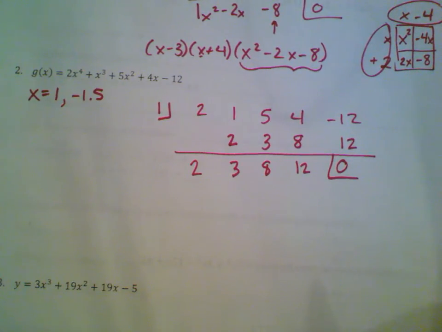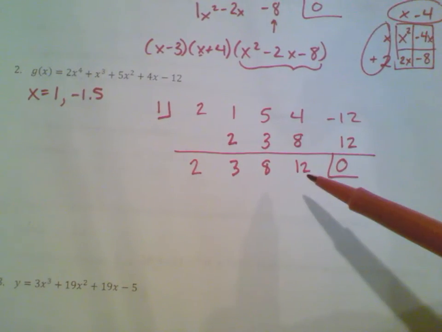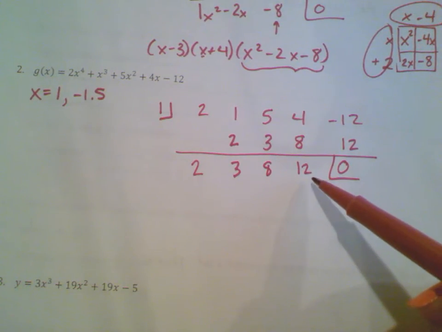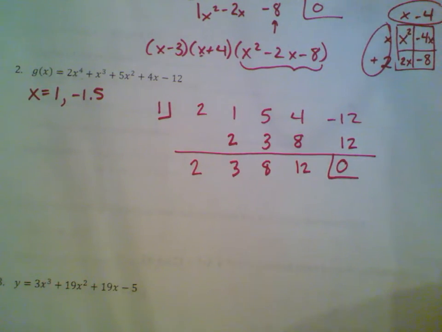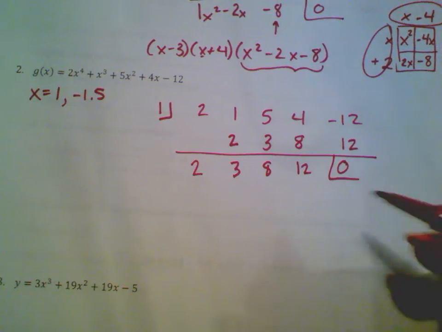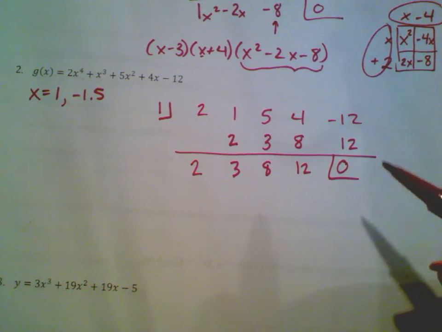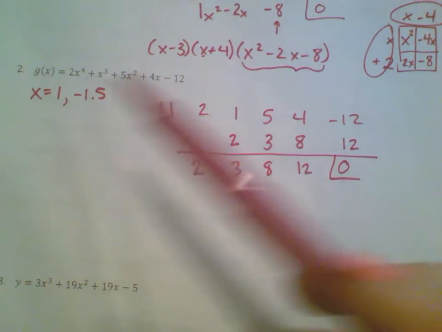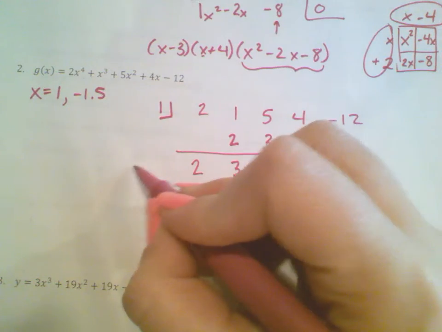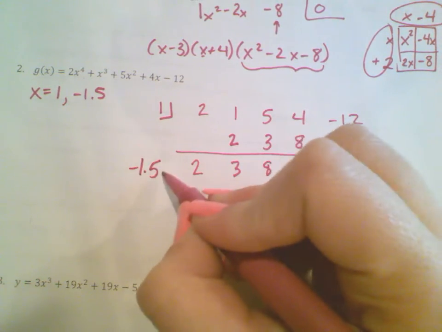Now, what these numbers represent is your constant, x, x squared, and x cubed. I'm trying to get it down to a quadratic because I know how to solve quadratics with either factoring, completing the square, or the quadratic formula. So this is not quite a quadratic yet. I'm going to need to do another round of synthetic division with negative 1.5.